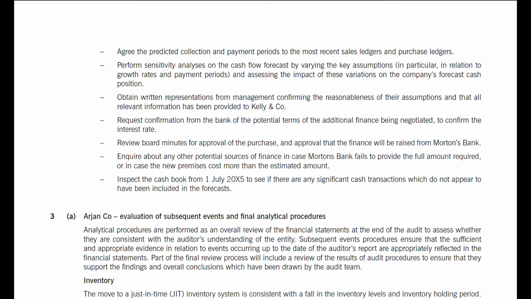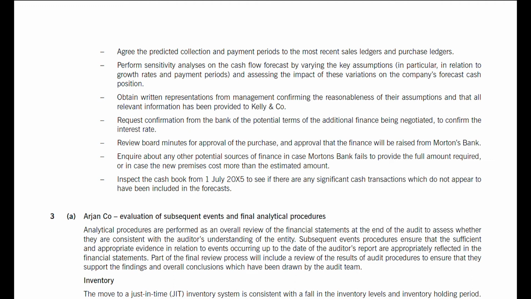Obtain written representation from management, confirming the reasonableness of their assumptions and that all relevant information has been provided to Calico. Request confirmation from the bank of the potential terms of the additional finance being negotiated to confirm the interest rate. Review board minutes for approval of the purchase and approval that the finance will be raised from Morton's Bank.